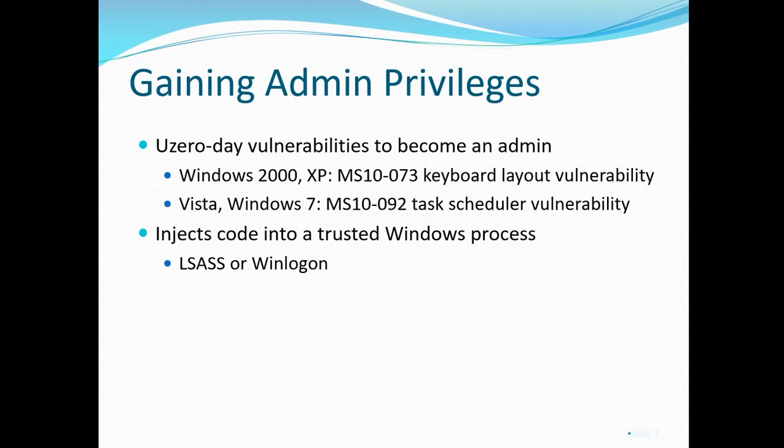If you are running without administrative privileges, Stuxnet will use zero-day vulnerabilities to become an admin. In Windows 2000 and XP, the MS10-073 keyboard layout vulnerability is exploited. In Windows Vista and Windows 7, the MS10-092 task scheduler vulnerability is exploited. Then it injects the code into trusted Windows processes like LSASS or WinLogon.